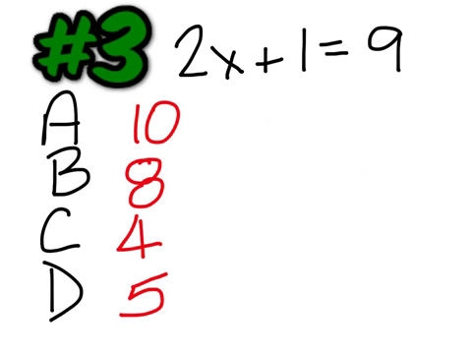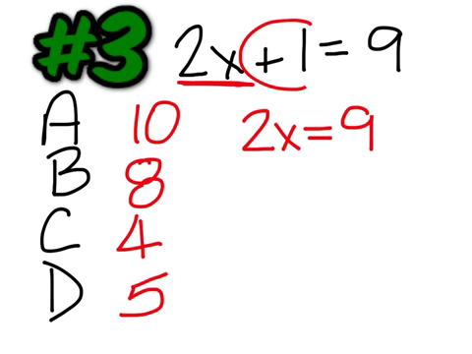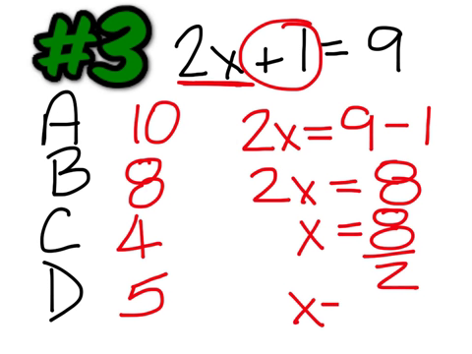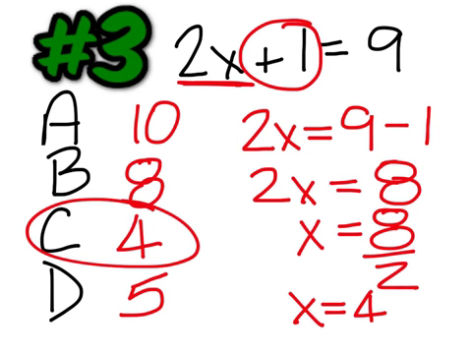All right, here is the solution. This 2x, you can leave it where it's at. Leave the 9 where it's at. If you move this to the right and make it minus, you end up with an 8. X equals 8 divided by 2, which is 4. Answer is C.